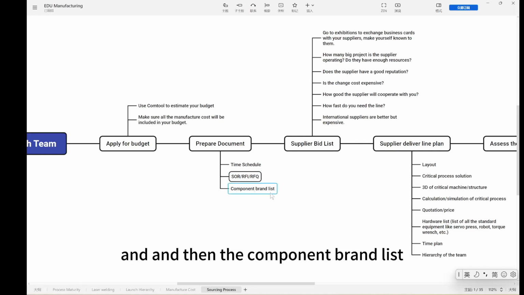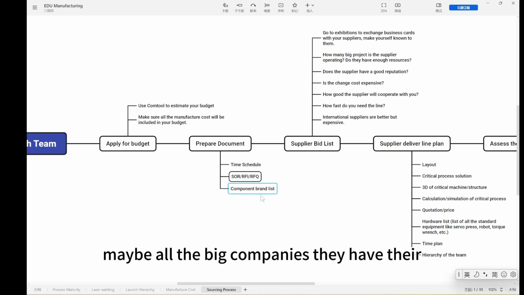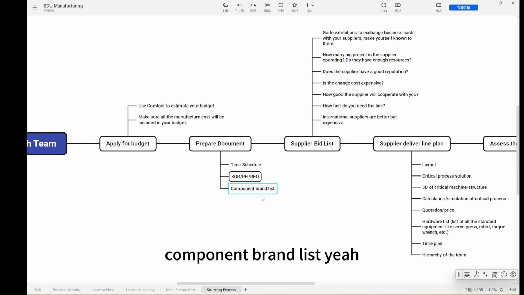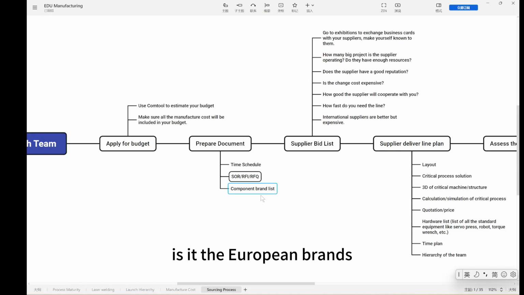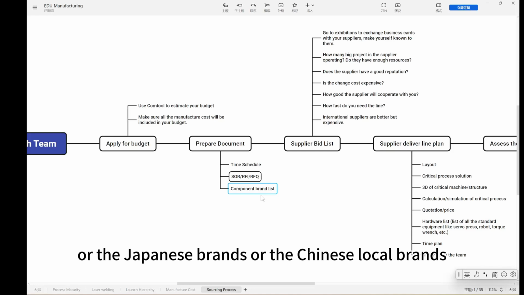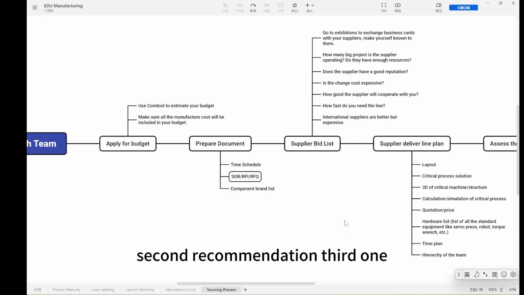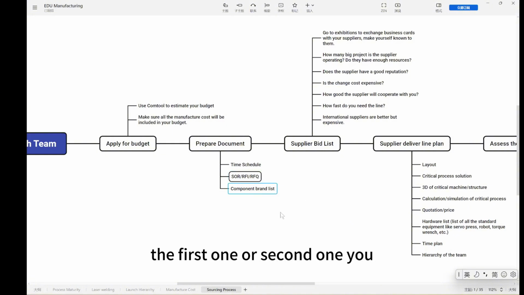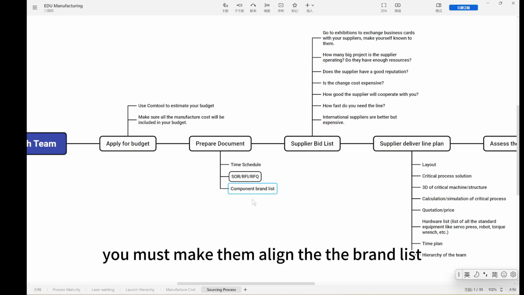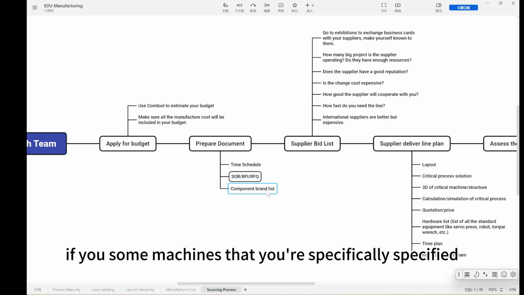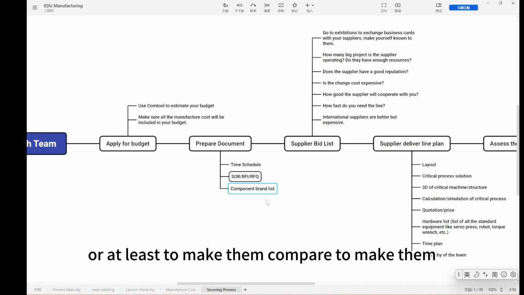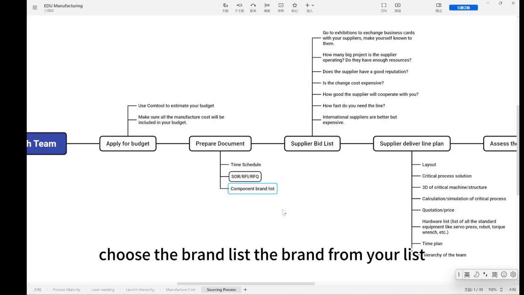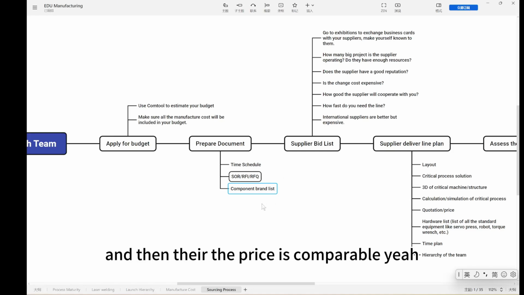And then the component brand list. Some big companies, or maybe all the big companies, have their component brand list. For example, what is their recommended brand for their torque wrench? Is it European brands, American brands, Japanese brands, or Chinese local brands? You have your first recommendation, second recommendation, third one, and you ask your suppliers to choose the first or second one. You must make them align with the brand list. If a supplier will not change a brand you specified, you must give a good reason, or at least make them choose brands from your list at the same level, so that the prices are comparable.